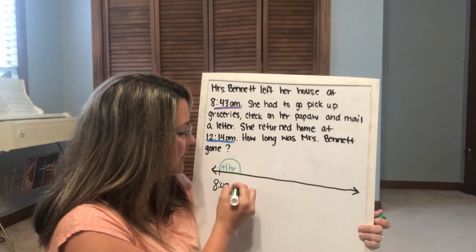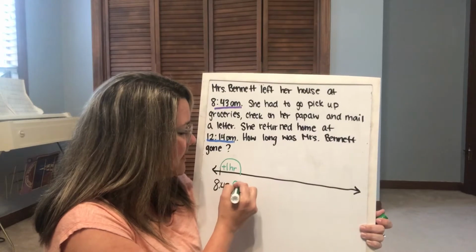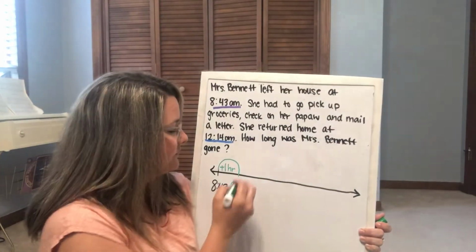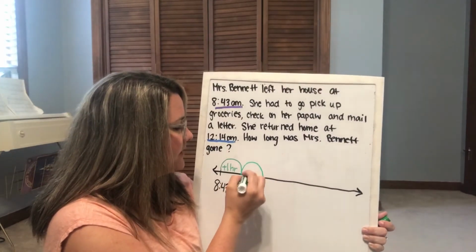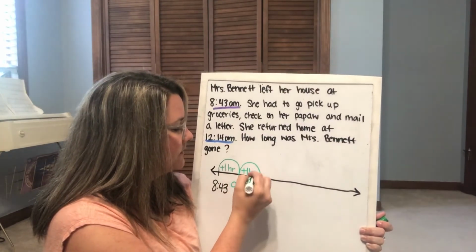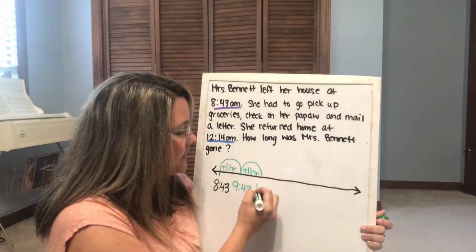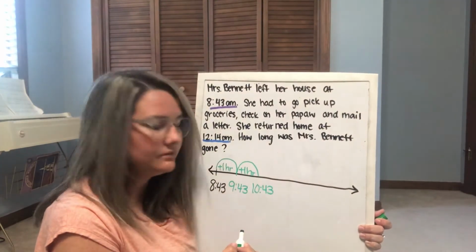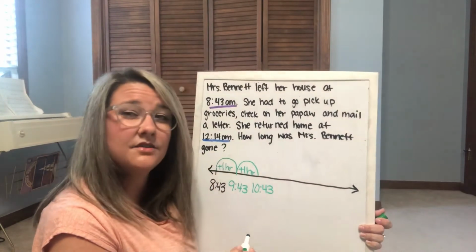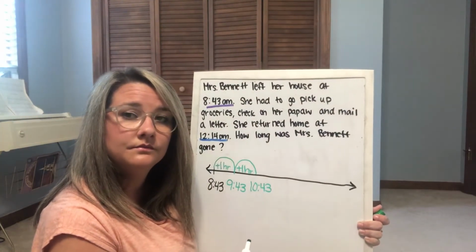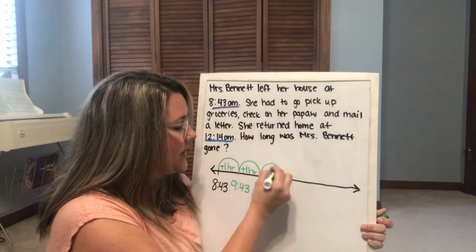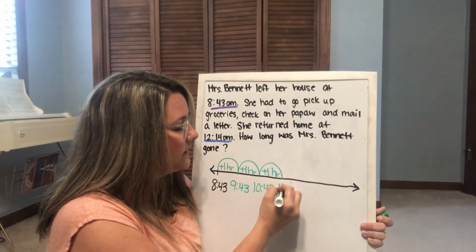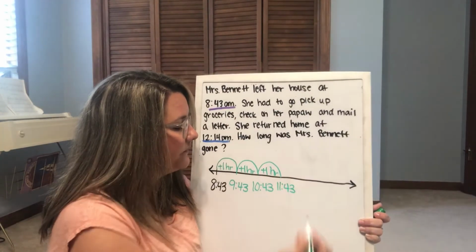Not changing the minutes, so I would be at 9:43. So if I add another hour, I would be at 10:43. Can I add another hour? If I add another hour, I'm going to be at 11:43.